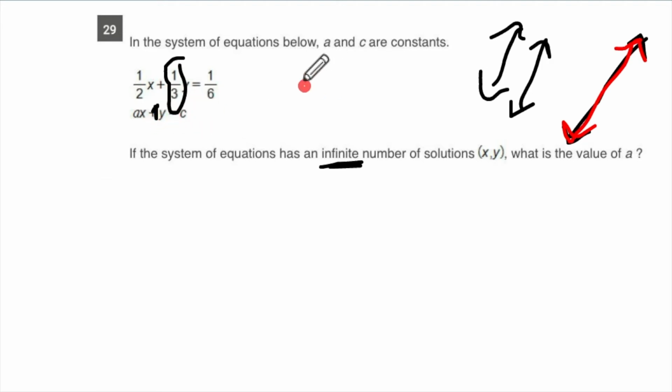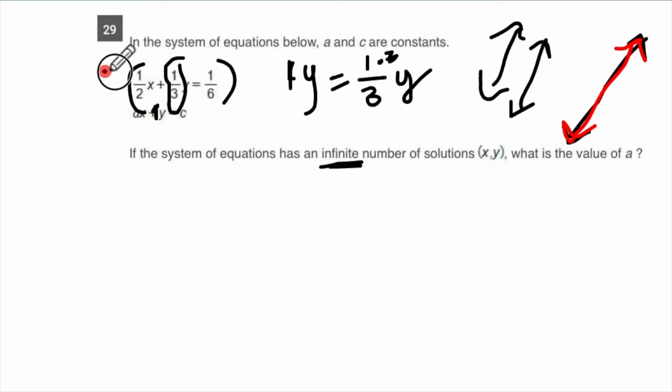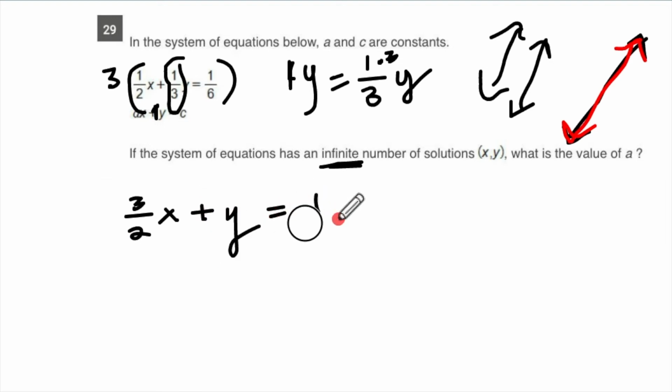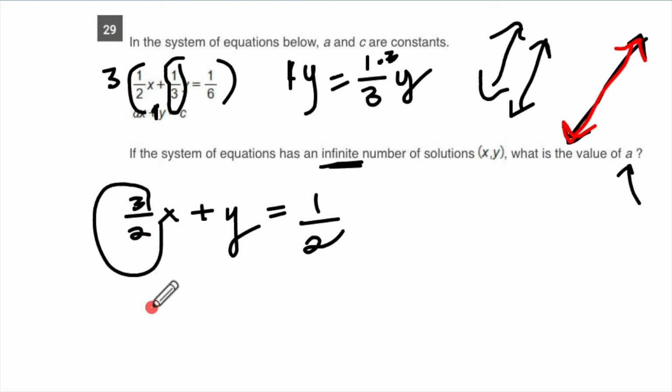So let me just review this again. Y, we have 1y has to be the same, equal 1/3 y. So we would need to multiply this by 3 in order to make it into the 1. So I'm going to multiply this whole thing by 3. And so we're going to get 3/2 x plus y equals 1/2. You don't need to do all that because they just want to know what's the value of A. So it's going to be 3/2. Kind of tricky. It was a little bit hard to explain.